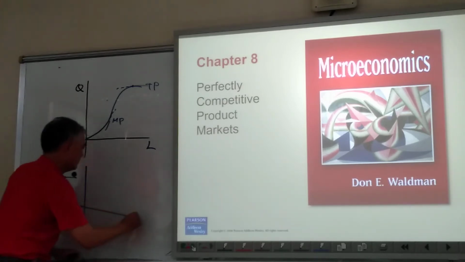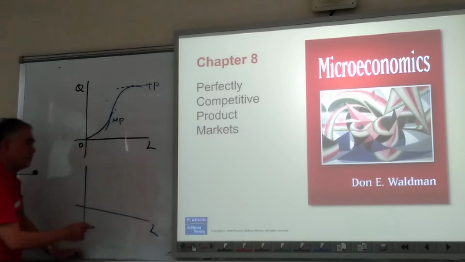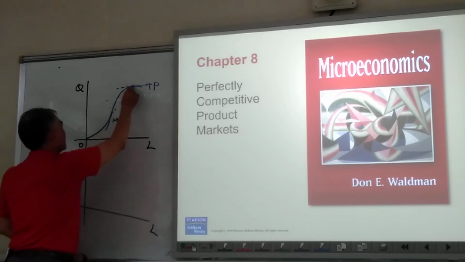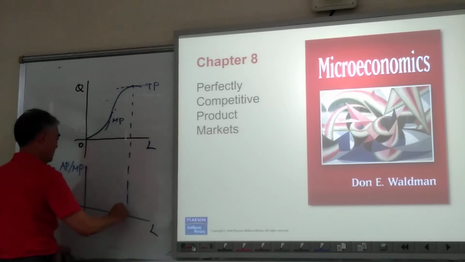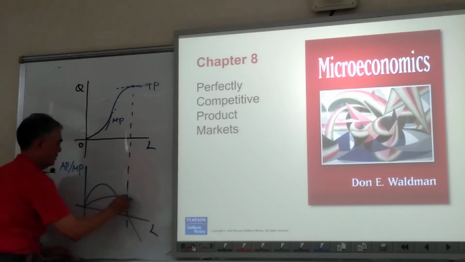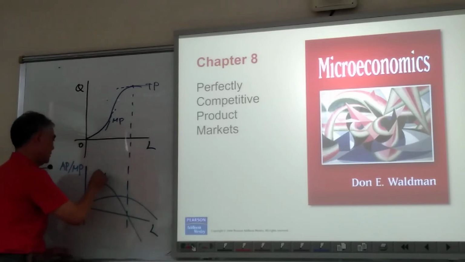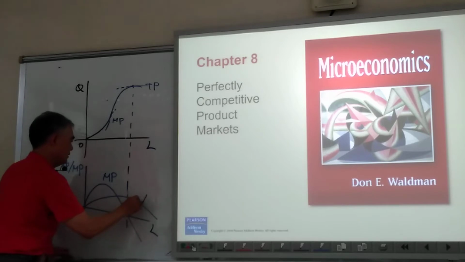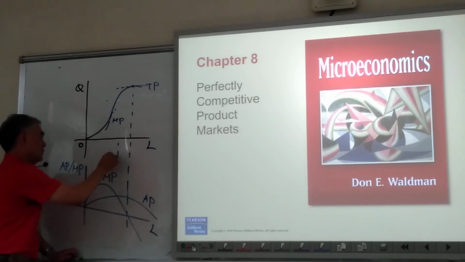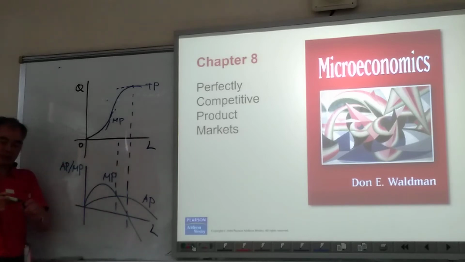From this diagram, here is L, and then here is AP and MP. Here you have MP and here you have AP. So we say there are 3 stages of production, right? There are 3 stages of production.